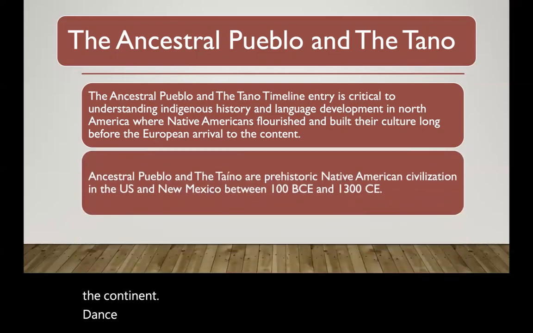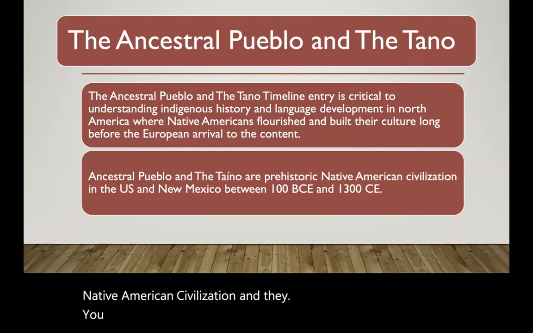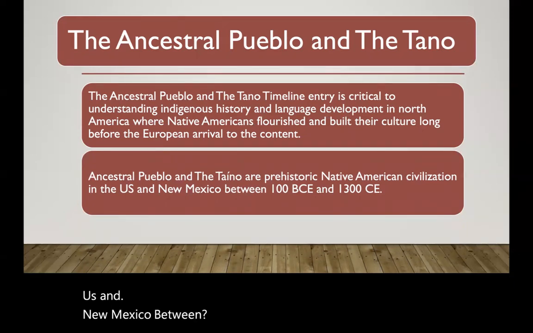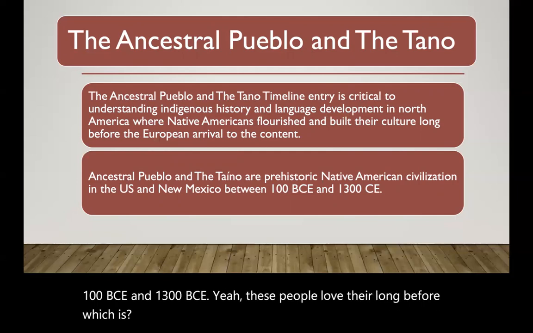The Ancestral Puebloan and the Taino were prehistoric Native American civilizations in the US and in New Mexico between 100 BCE and 1300 CE. Yeah, these people lived there long before, which is hardly mentioned today.